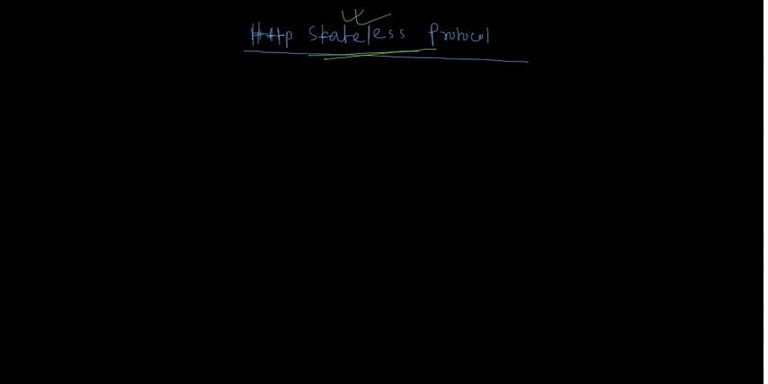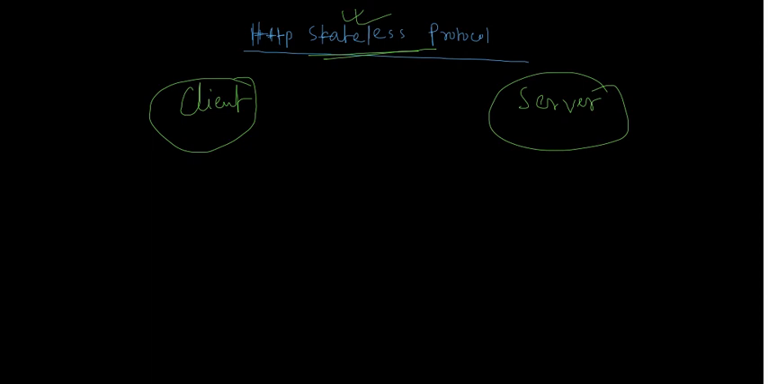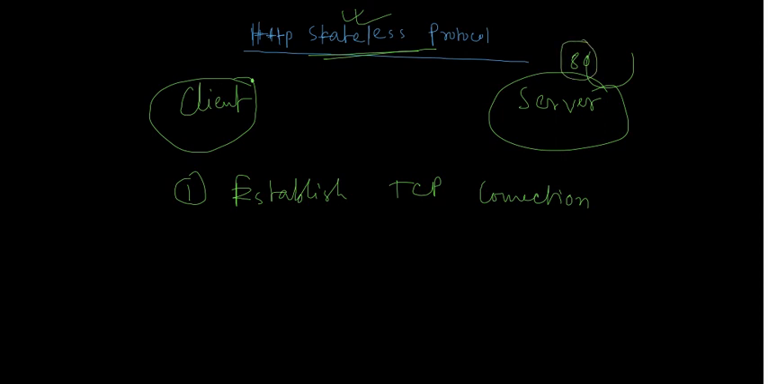We have learned multiple times that a client sends an HTTP request to the server, correct? Before sending an HTTP request to the server, the client needs to establish a TCP connection with the server. The client connects to the server's port number 80, because the default port number for HTTP is 80. So the client first creates a TCP connection with the server.